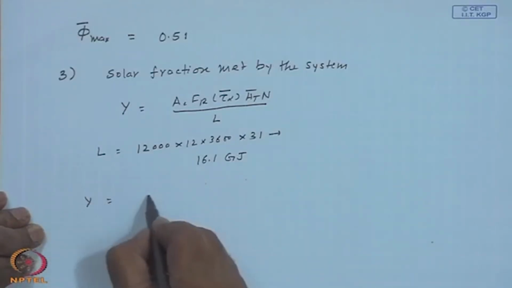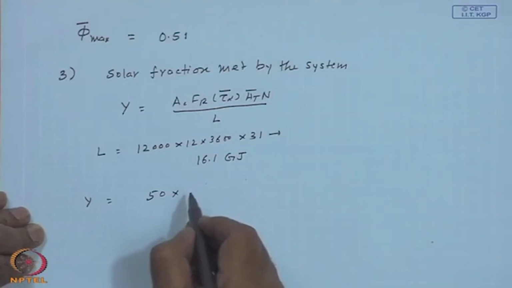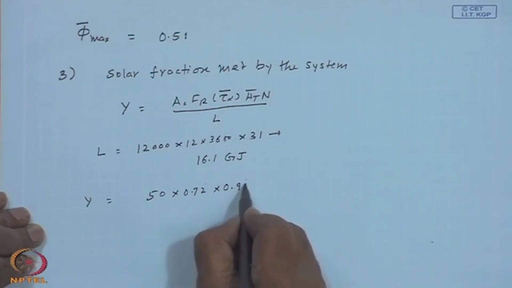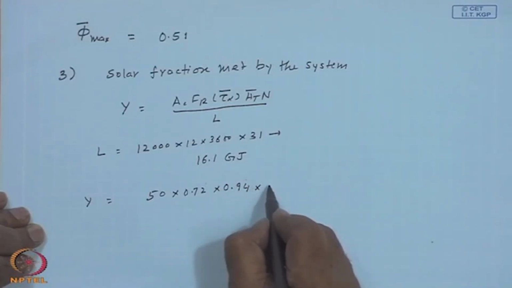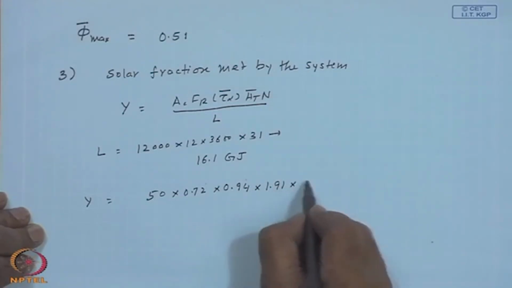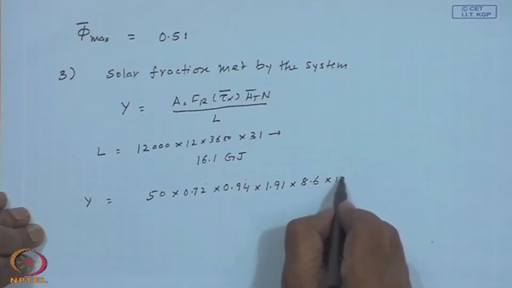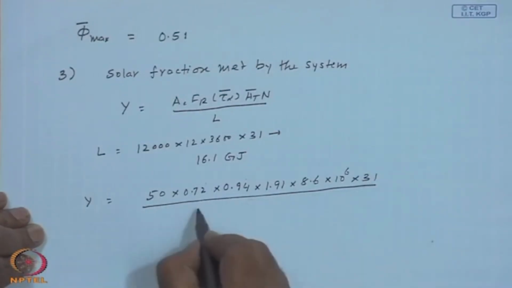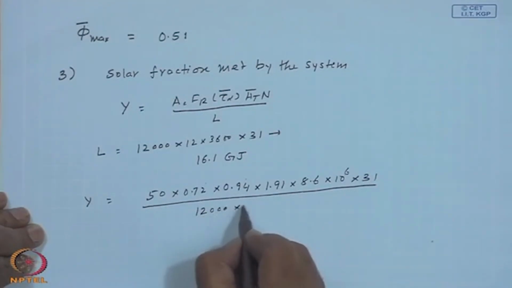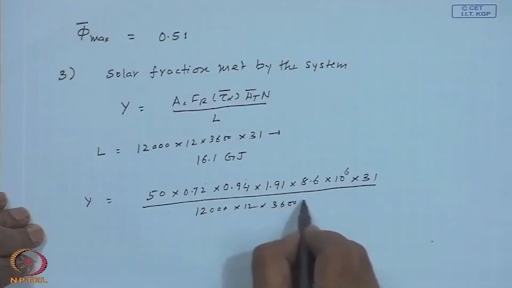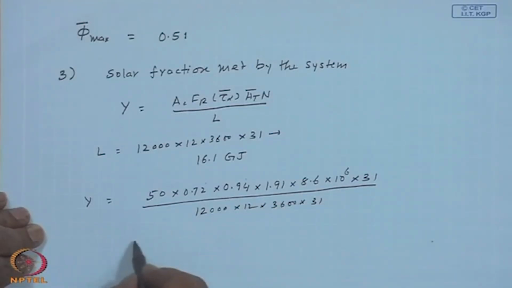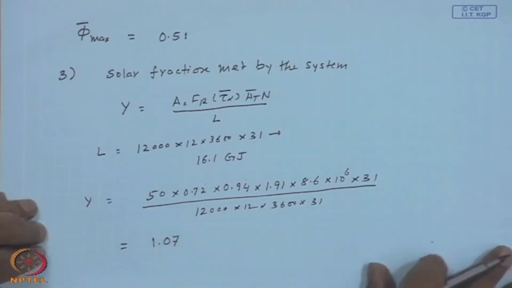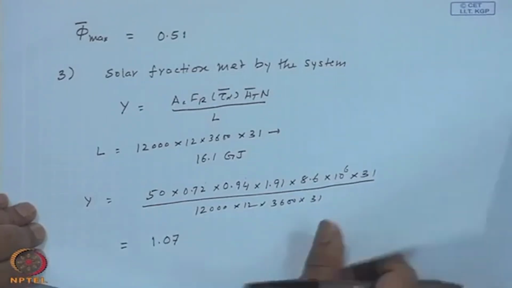So, y will be, area is 50, FR tau alpha normal is 0.72 multiplied by tau alpha bar by tau alpha normal 0.94, just now we have calculated, times R bar 1.91 times 8.6 into 10 to the power 6 joules multiplied by 31 by this chunk 12,000 into 12 into 3600 into 31, which will come to 1.07. Remember, y is of the order of 1, 2, 3, whereas x dash will be little larger.